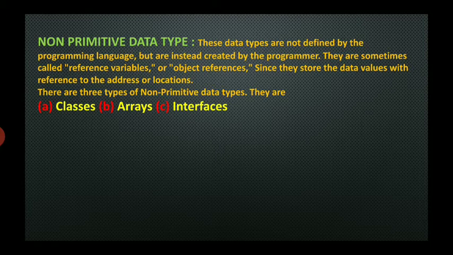Now there are three types of non-primitive data types which will be discussed in later chapters. So they are class, arrays and interfaces.